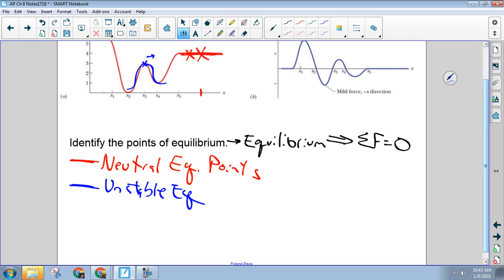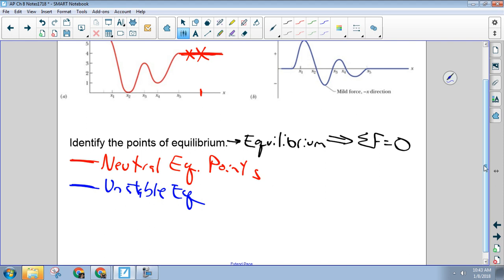Teddy asks: does this assume the force being applied is conservative? Yes, the force in terms of the potential energy, that force. Otherwise you wouldn't be able to talk about the potential energy. Okay, so that's an unstable equilibrium point.